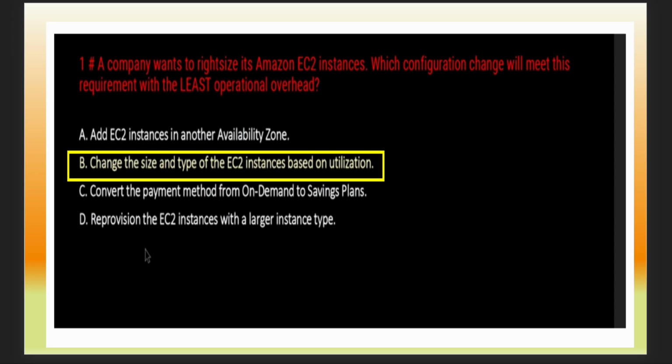So basically, what does it want to do? It wants to resize its Amazon EC2 instances. So which configuration is the least operational overhead? The answer is change the size and type of the EC2 instances based on the utilization. It all depends upon the utilization, so just change the size and type of the EC2 instances.